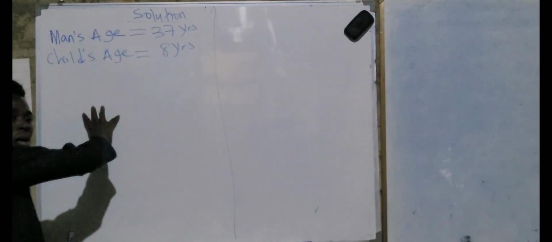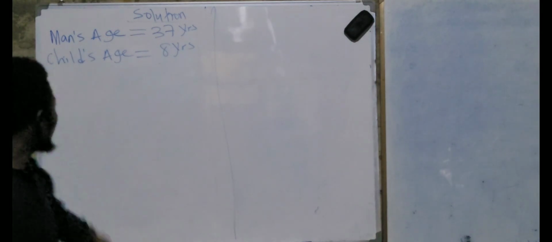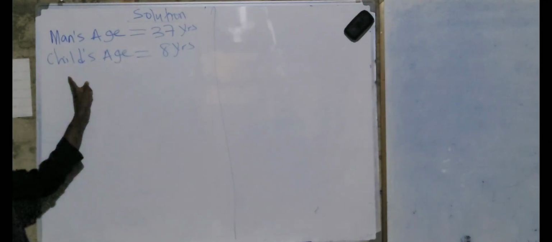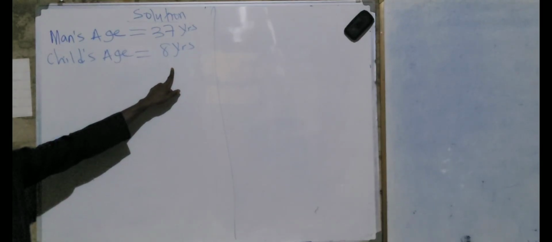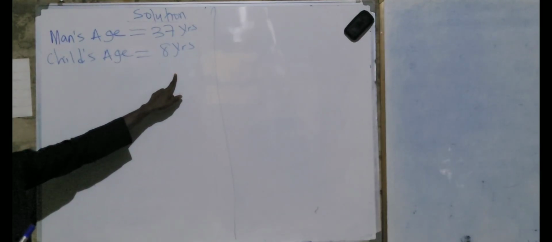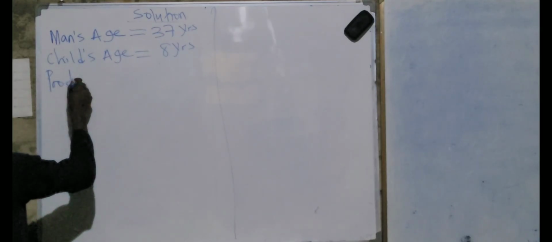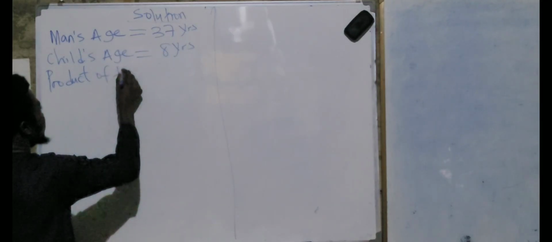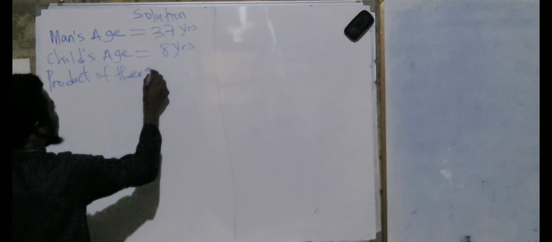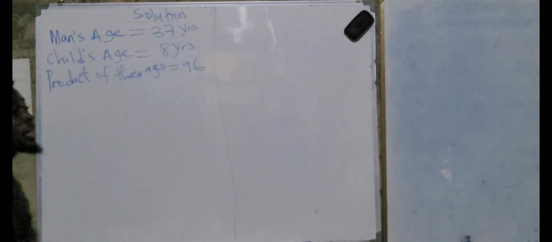So in this case here, what happens now? They were asking us to find what? What's the question again? The man's age is what? 37, right? Child's age is what? 8 years, right? So now, do you know the years here? How many years? The product together, right? The product of their ages is equal to what? 96.